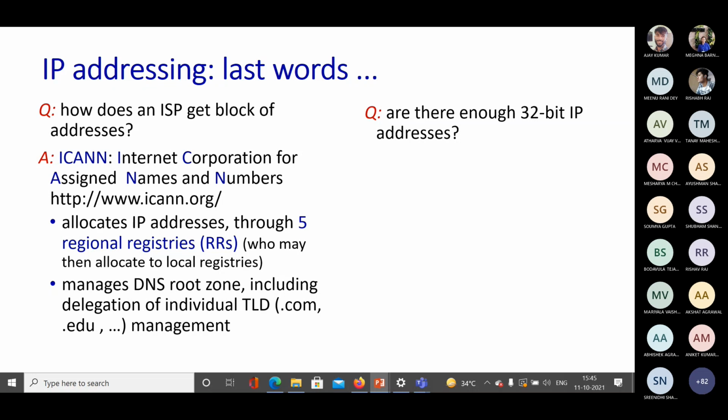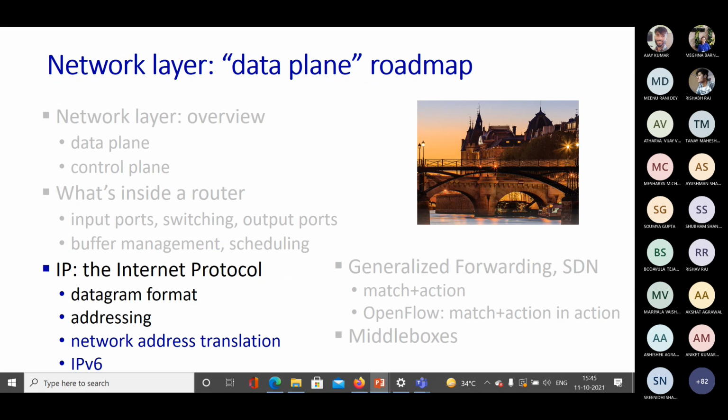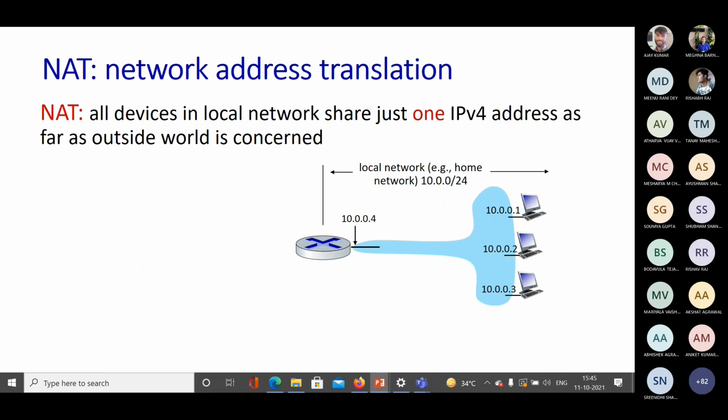So let's see what else can help us. For this, let's first see NAT, or network address translation. NAT is a concept which basically helps all devices in a local network to share just one IPv4 address for the outside world.